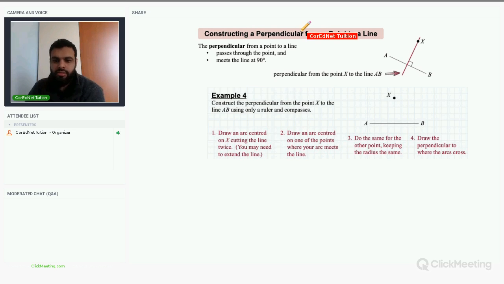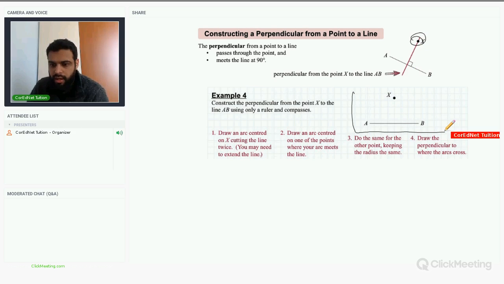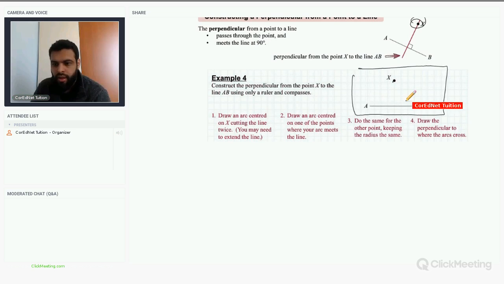So let's look at this. This is constructing a perpendicular from a point to a line. So this is point X. So this is a scenario here. Look, we've got X, they've given you X, and they've given you a line A and B. So it says construct a perpendicular from point X to the line A and B. So what we are going to do is a similar thing. We're going to put our compass here, the sharp point there, and then draw an arc like that.